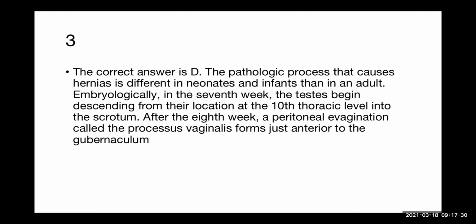Embryologically, in the 7th week, the testes begin descending from the location at the 10th thoracic level into the scrotum. After the 8th week, a peritoneal evagination called the processus vaginalis forms just anterior to the gubernaculum. The function of the gubernaculum I already talked about. It drags the testes downward. And this fold of peritoneum, the processus vaginalis, is responsible for inguinal hernia in these small babies. Let's move on.